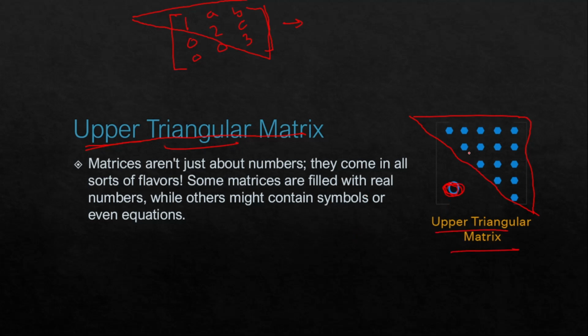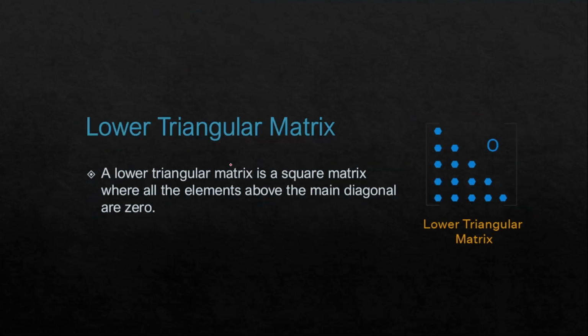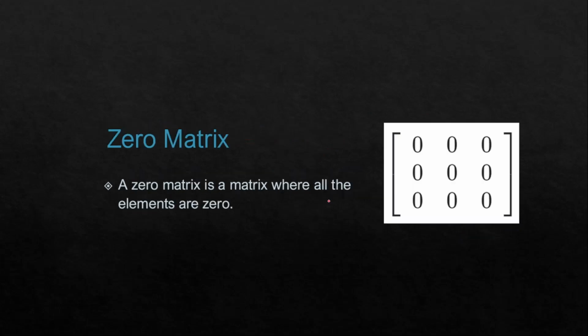And like there exists an upper triangular matrix, there will also exist a lower triangular matrix. And you can probably already guess it. A lower triangular matrix is a matrix where everything above the lower triangle of the main diagonal is 0. So this is a lower triangular matrix.